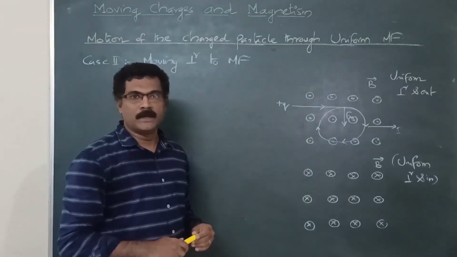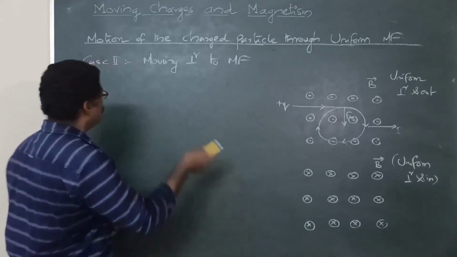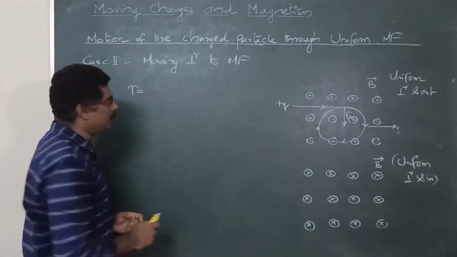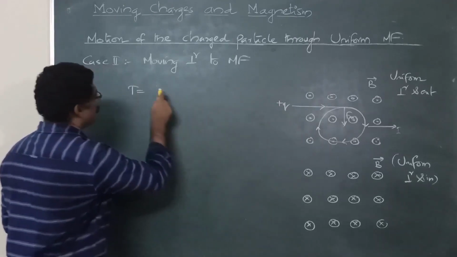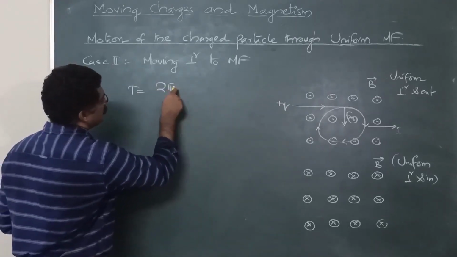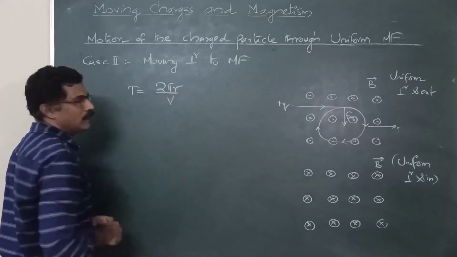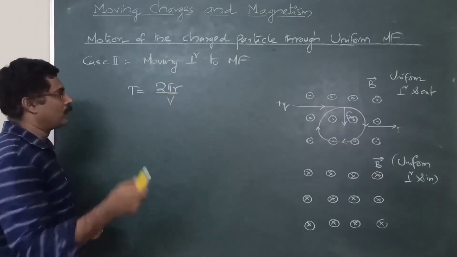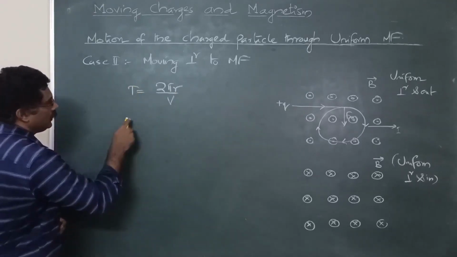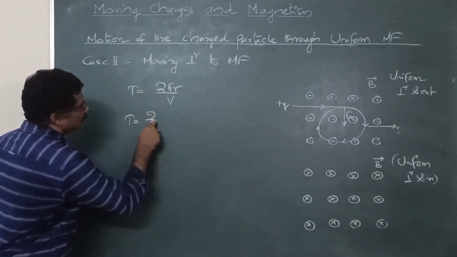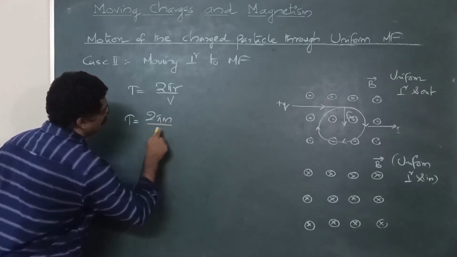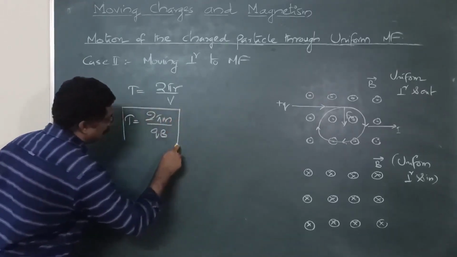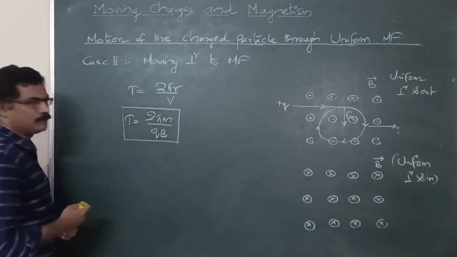Now what is the time period of this circular motion? Time period is given by distance divided by speed. Distance in the case of uniform circular motion is 2 pi r, divided by v. Here we already got r equal to mv by qB, v cancelled, so the time period is 2 pi m divided by qB. So this is the equation for time period of circular motion.